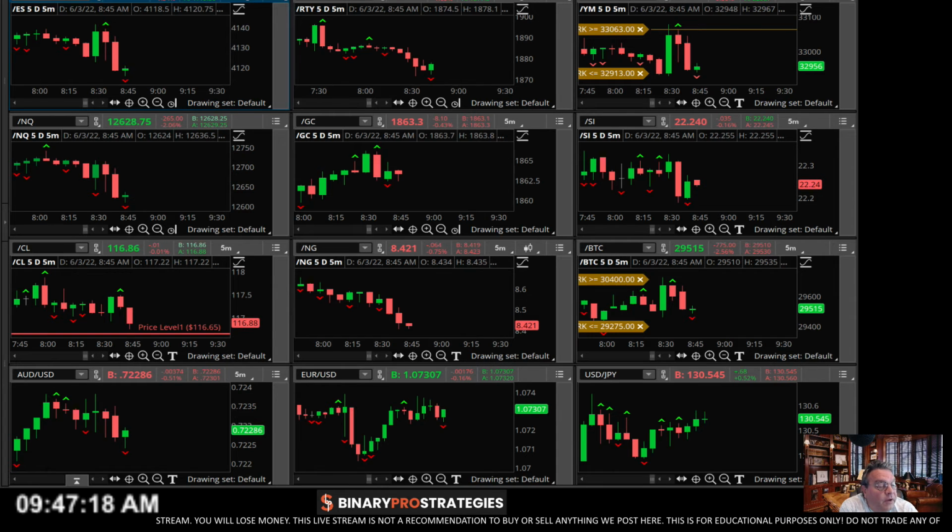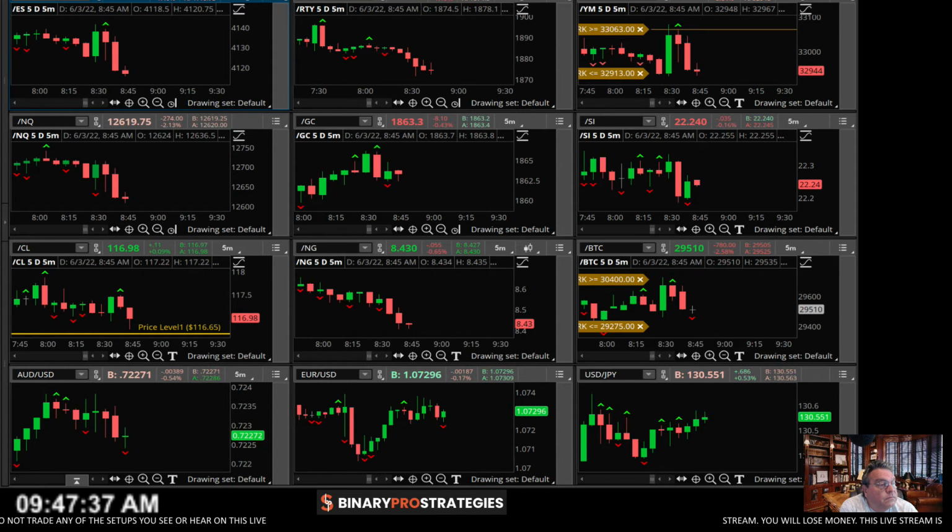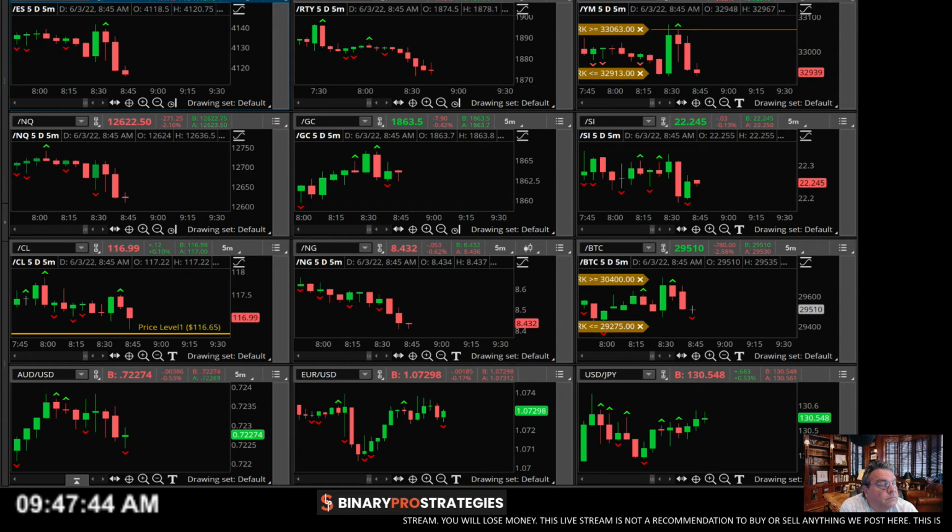This yellow line right here on crude, if I can make it a yellow line, is where I want to sell crude. That'll be an HF3 short. HF1 short going on your mini Dow. Once again, target 329.13.